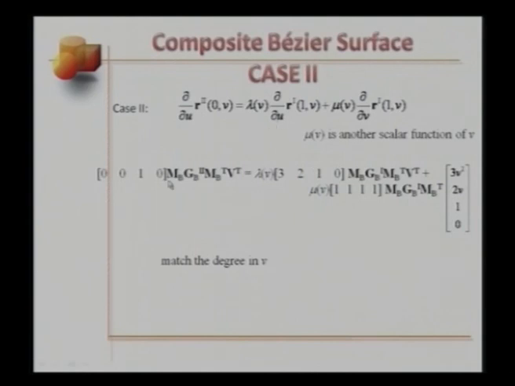This condition gives us [0, 0, 1, 0] MB, GB of the second patch, MB transpose, V transpose equals lambda of V, [3, 2, 1, 0] MB, the geometric Bezier matrix for the first patch, MB transpose, V transpose, plus mu of V, [1, 1, 1, 1] MB, GB of the first patch, MB transpose times this column vector here, 3V squared, 2V, 1, and 0, pertaining to partial over partial v of v transpose.